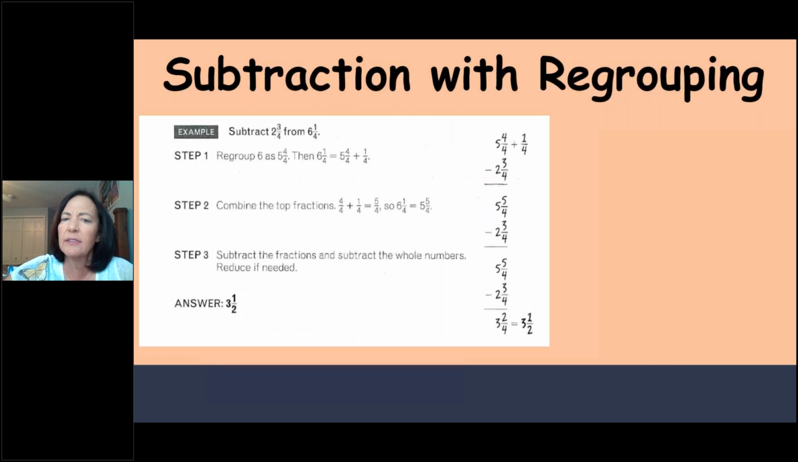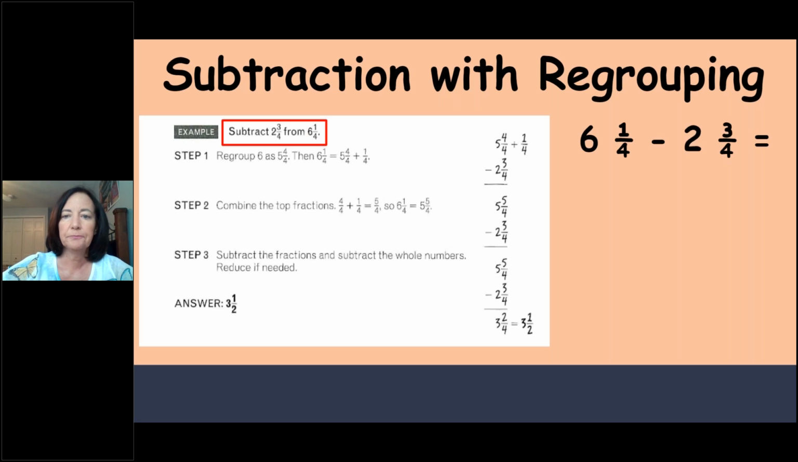Okay, so that was a lot from last week. This next screen we also talked about. This is even more confusing, or it can be. Our problem is subtract 2 3/4 from 6 1/4. So I wrote the problem to the right of the screen just to show you our starting point. We're supposed to be doing 6 1/4 minus 2 3/4.